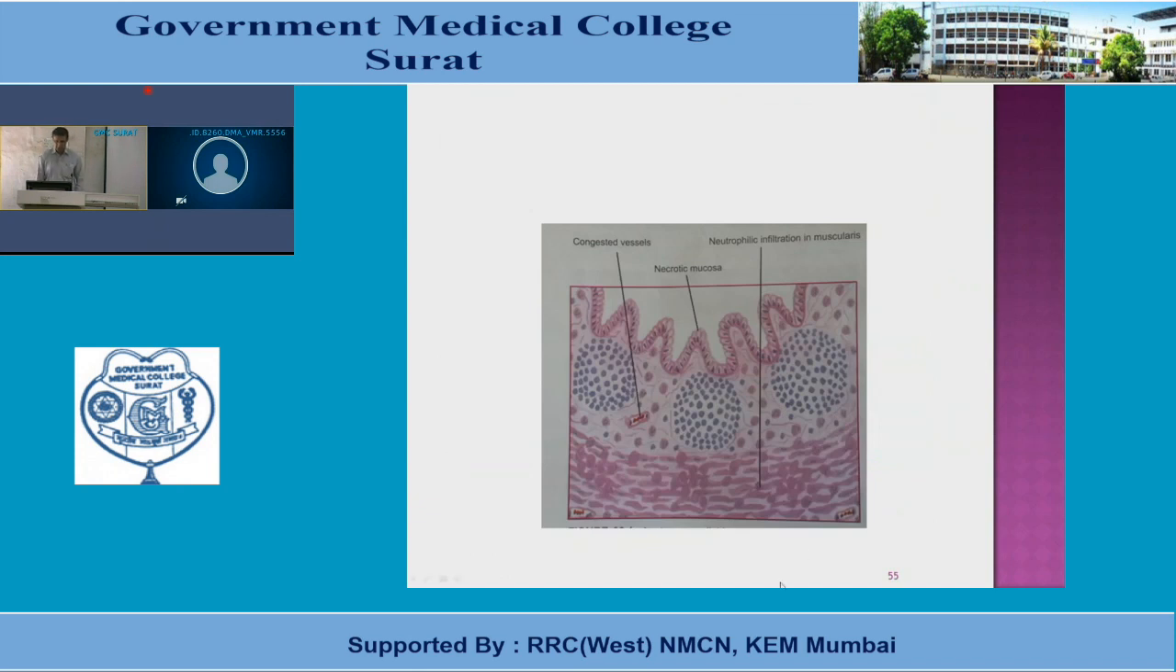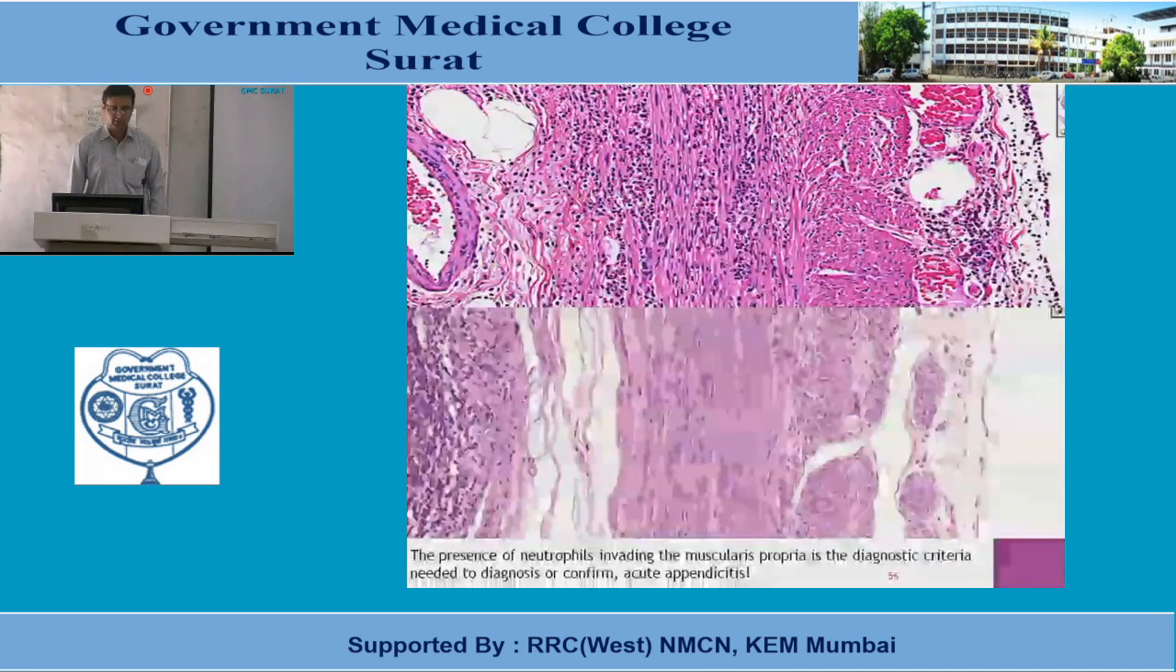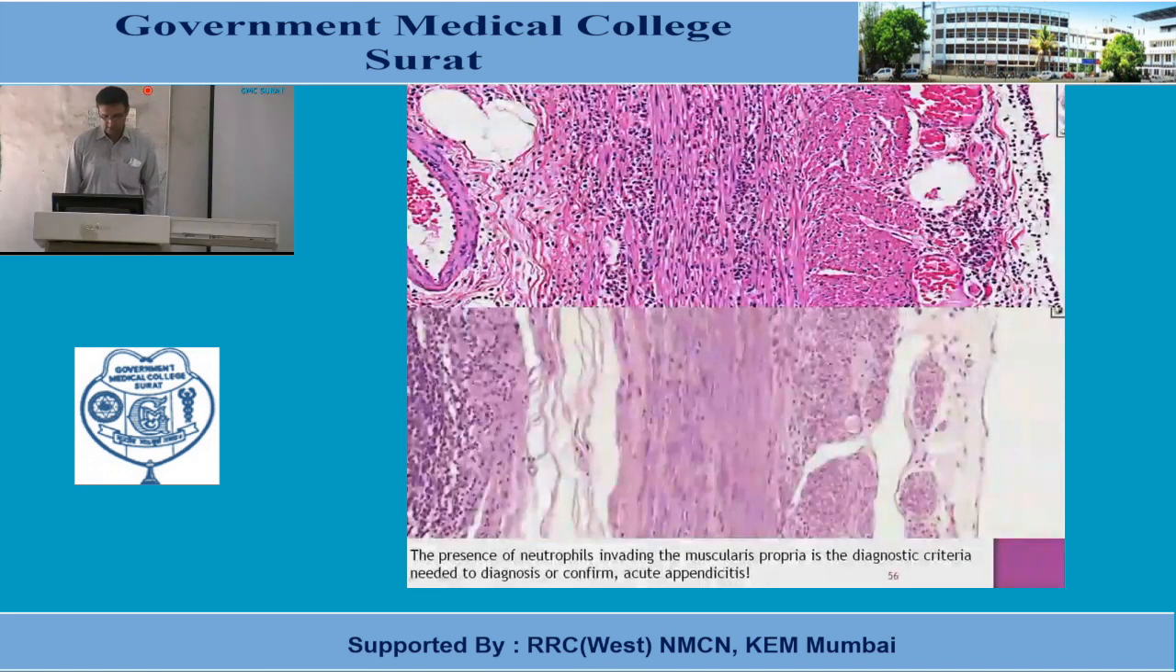See, here there is a neutrophilic infiltration in the muscularis layer, then it is confirmed acute appendicitis. Here there are congested blood vessels, necrotic mucosa. See, this is the muscular layer where there is an inflammatory infiltrate, mostly neutrophils. This is known as acute appendicitis.